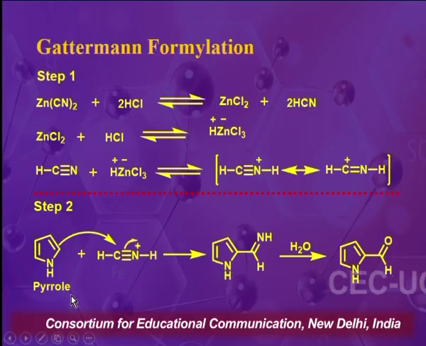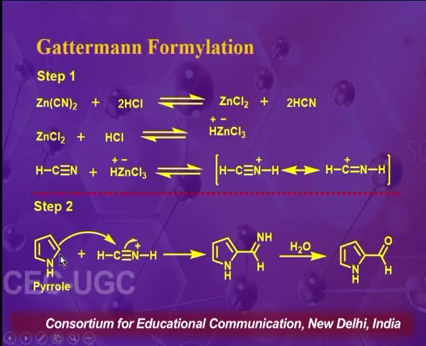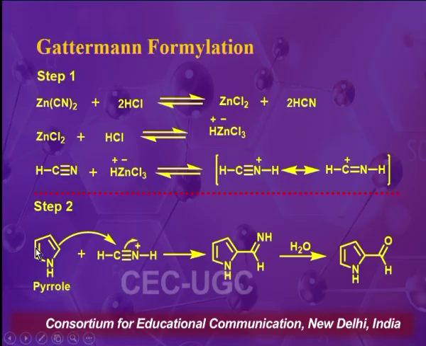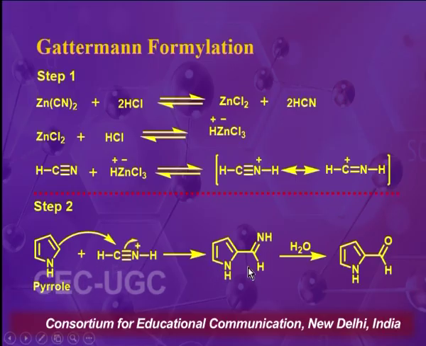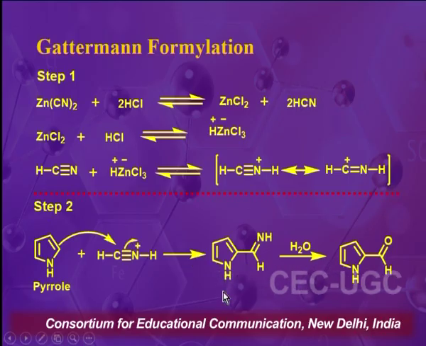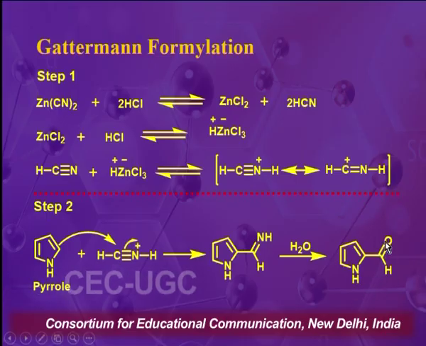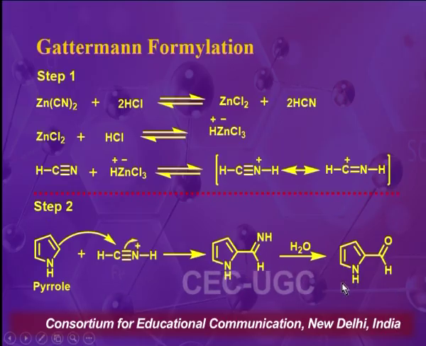And we know that pyrrole has an aromatic system, that is pi electrons. So it will attack on this imine system and will produce an amine, and further hydrolysis of the amine will produce the carbonyl compound, that is basically the aldehyde group on the pyrrole molecule.